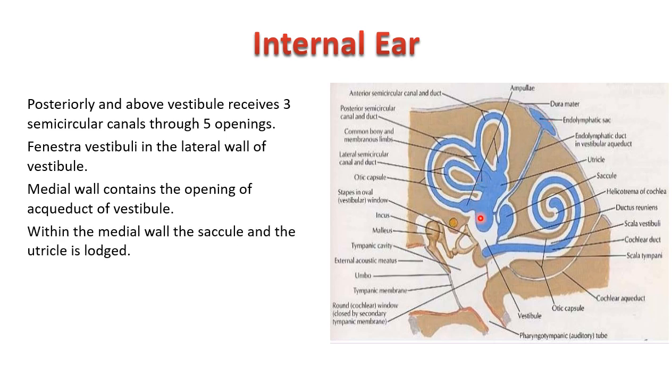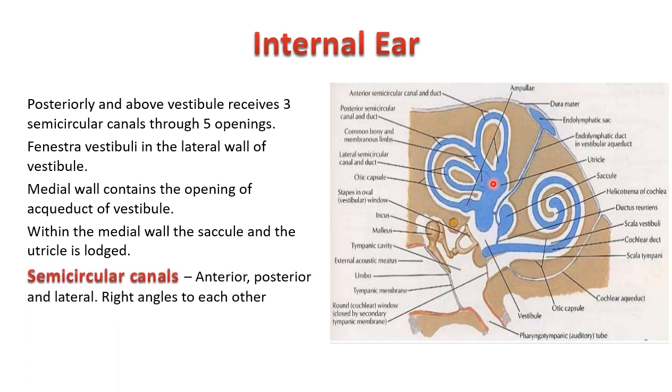Within the medial wall, the saccule and the utricle are lodged. And then semicircular canals, you have anterior, posterior, and lateral, which are at right angles to each other. When the semicircular canals open into the vestibule, that is through the utricle, they show a dilatation which is called the ampulla of the semicircular canal, and inside that you will have the specialized cells, the crista ampullaris.